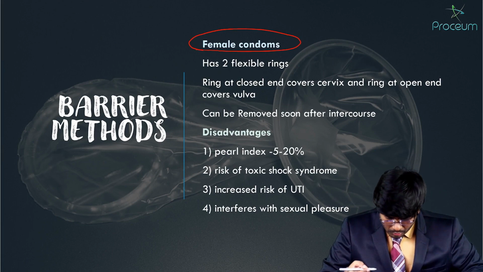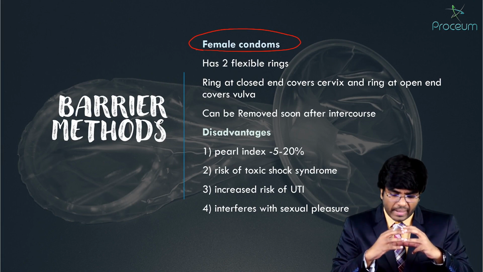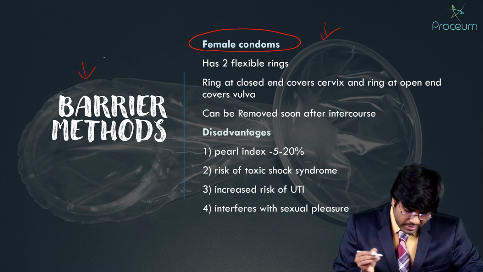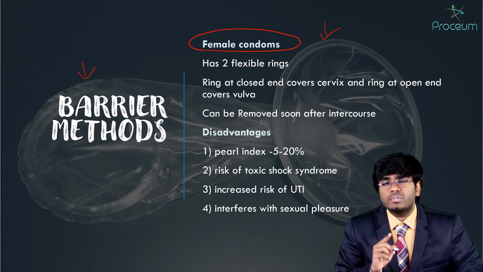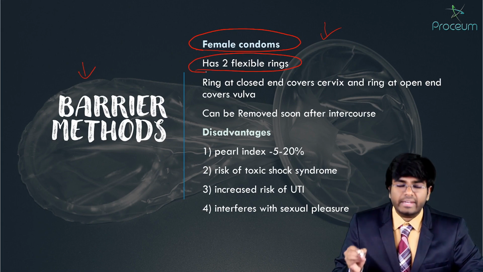Guys, in the background you can see a big plastic bag like thing with 2 rings. Here there is 1 ring and here there is 1 ring. So they will definitely ask you which condoms have 2 rings, guys. Female condoms have 2 flexible rings.